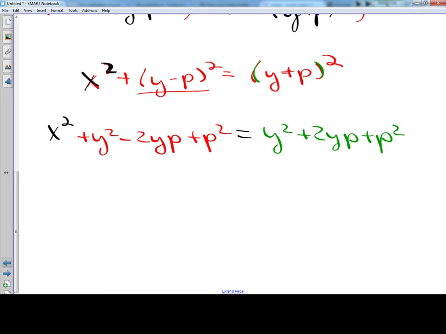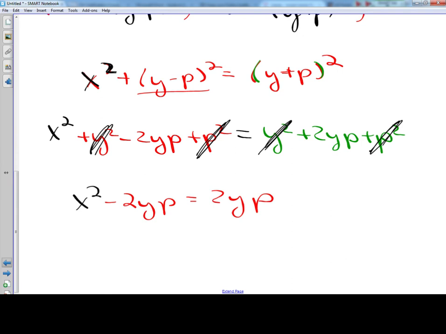Anybody see any commonalities on both sides of the equation? Yeah. What's common? The p squared, so this p squared and this p squared can be dropped. The 2yp and the y squared can be dropped too. Wait, can you cancel those out? So let me clean this up. I've got x squared minus 2yp equals 2yp.